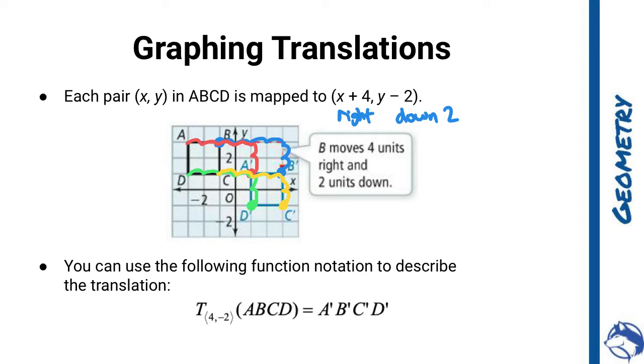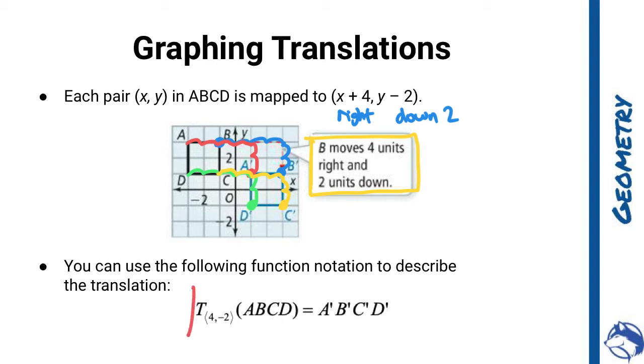So each time, for each point of this figure, I am moving 4 units to the right and 2 units down. So that's one way that you might be given it, where they say, oh, move to the right and move down, or you could say move to the left, go up.